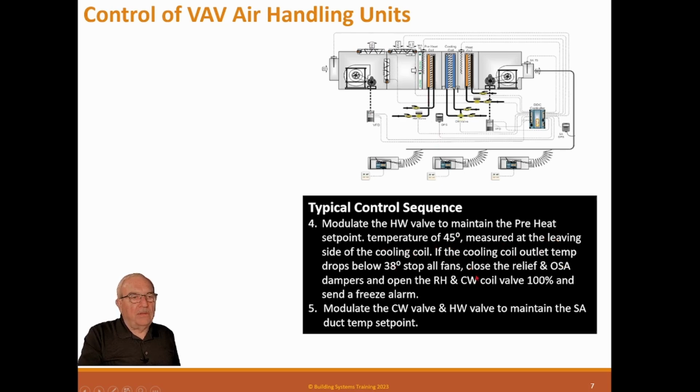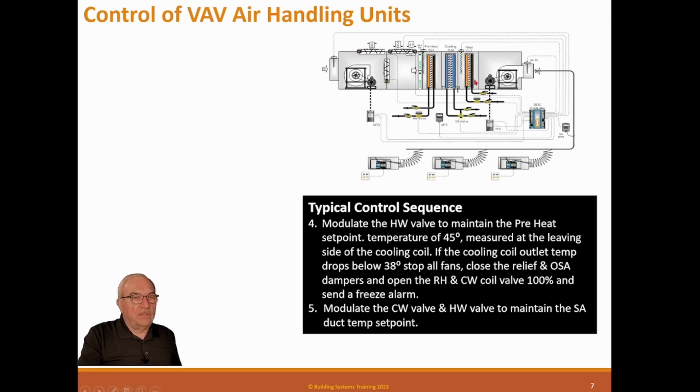If the cooling coil outlet temperature drops below 38 degrees, stop all fans, close the relief and outside air dampers, and open the reheat coil and chill water coil to 100% flow and send a freeze alarm. So that's just basically running this preheat coil. If there's cold air coming in here, this coil will heat it up to 45 degrees, and we'll use this sensor to control that. And the reason we can do that is because this coil's set point is normally 55 degrees or above. So that means that these two coils can work together with that sensor without a problem.